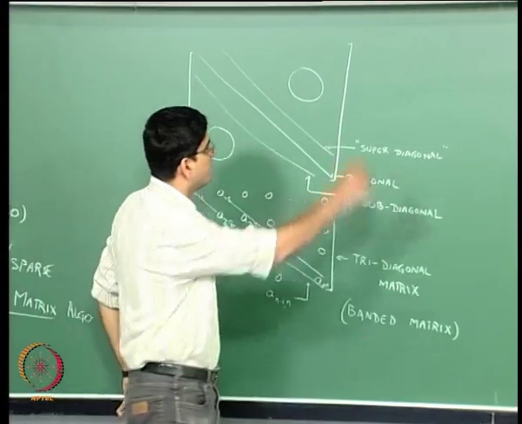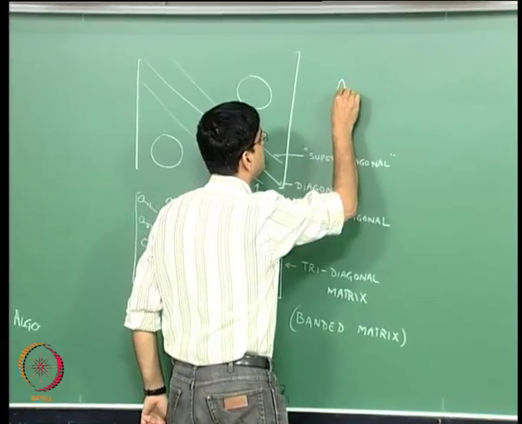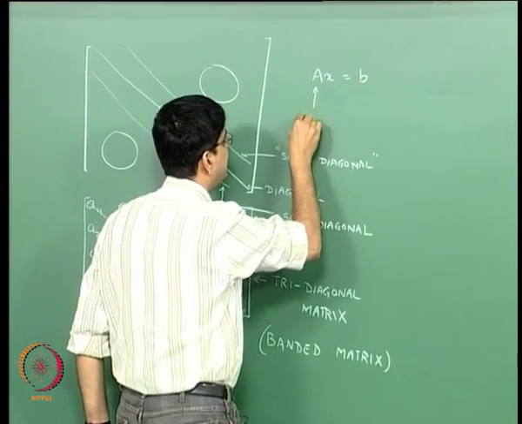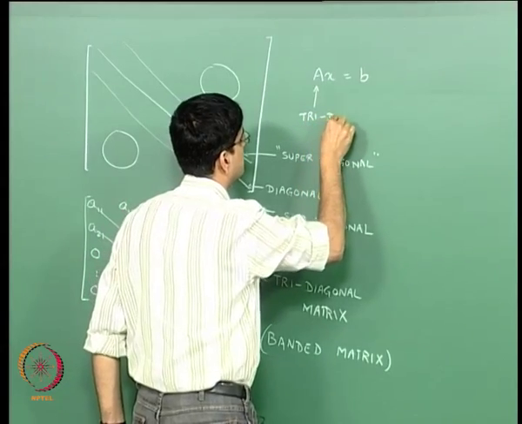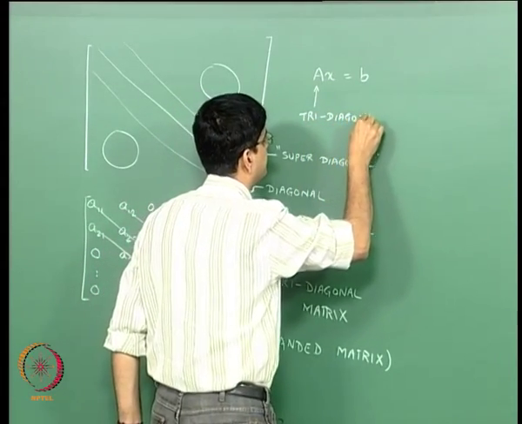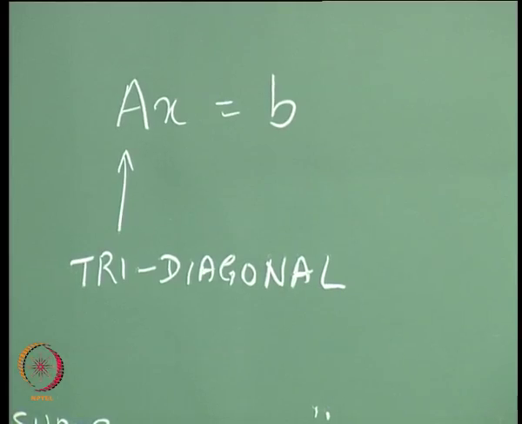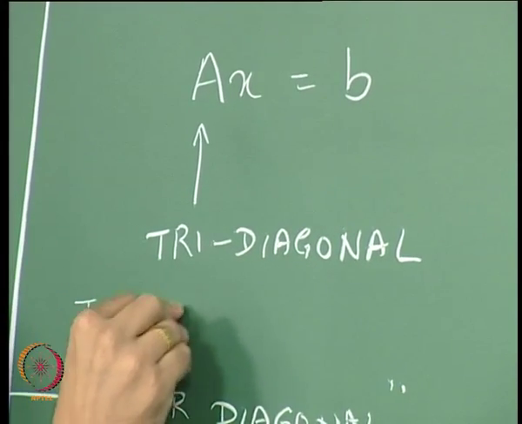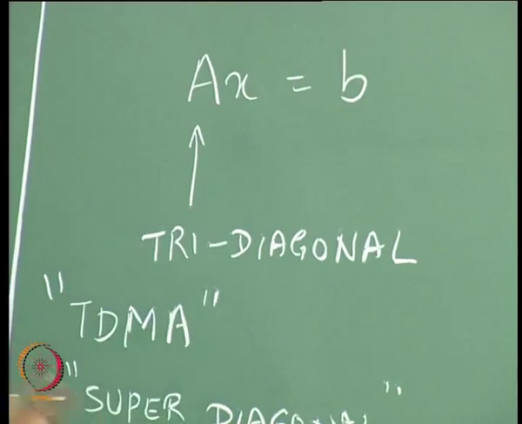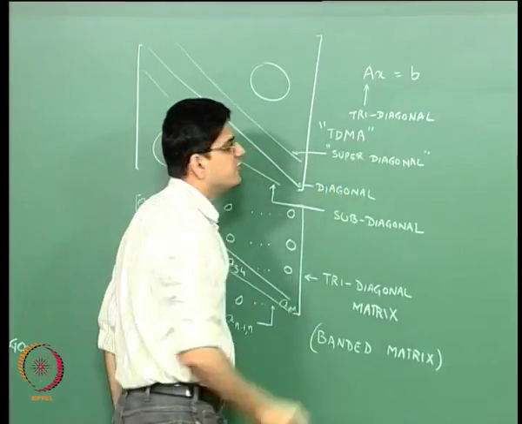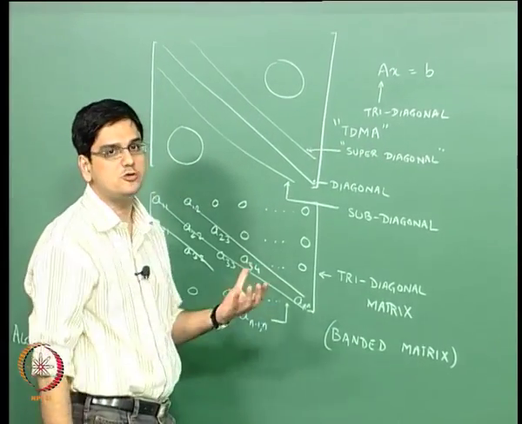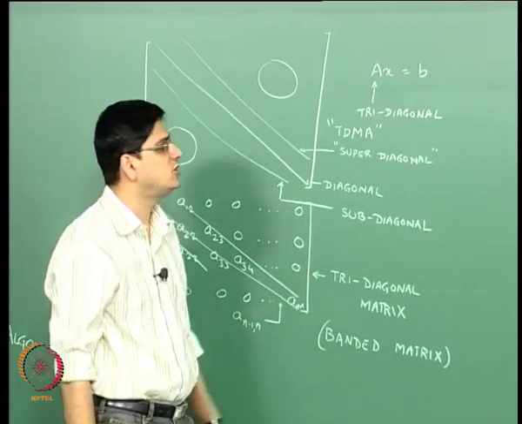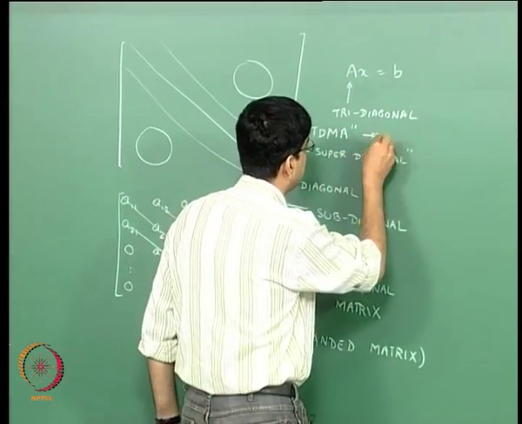So if we were to solve the problem Ax equal to B, where A has a tridiagonal structure, then we can use the TDMA method, tridiagonal matrix algorithm, as I had said earlier. We can use this TDMA method to reduce the amount of effort from n to the power 3 to n to the power 1, and I will show that in a few minutes.